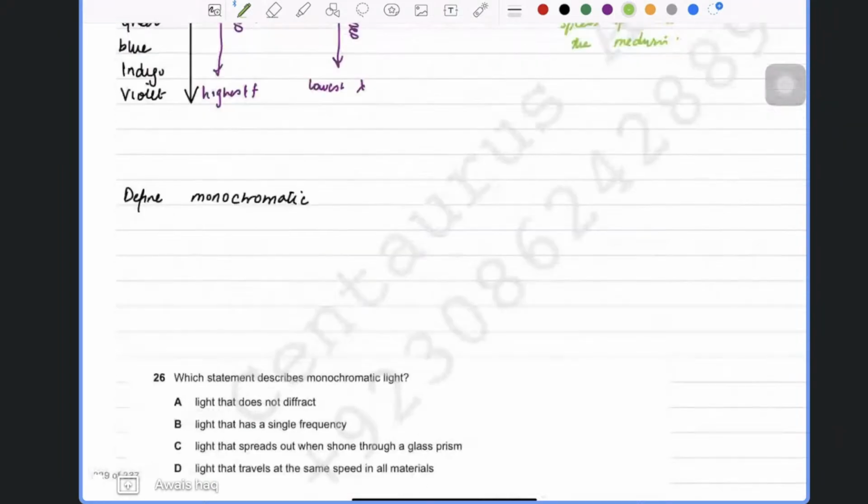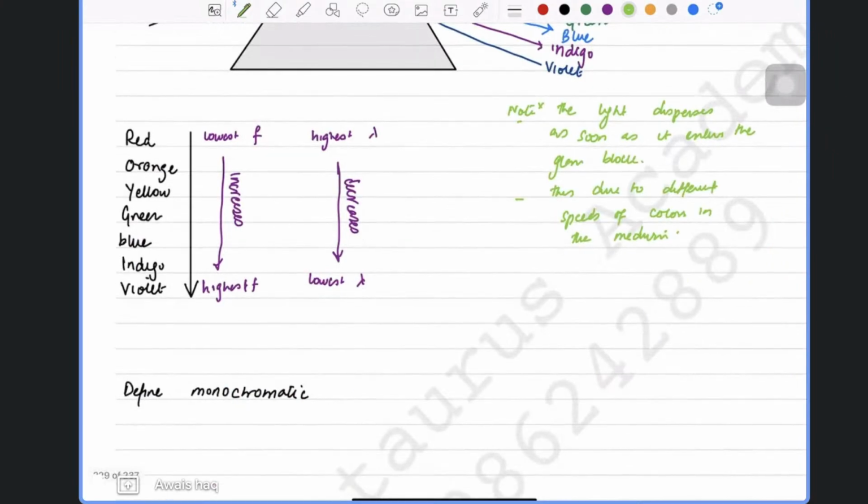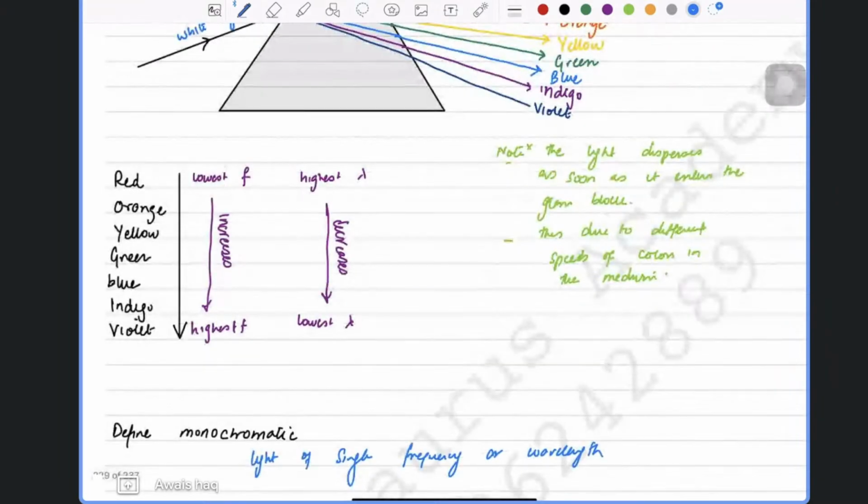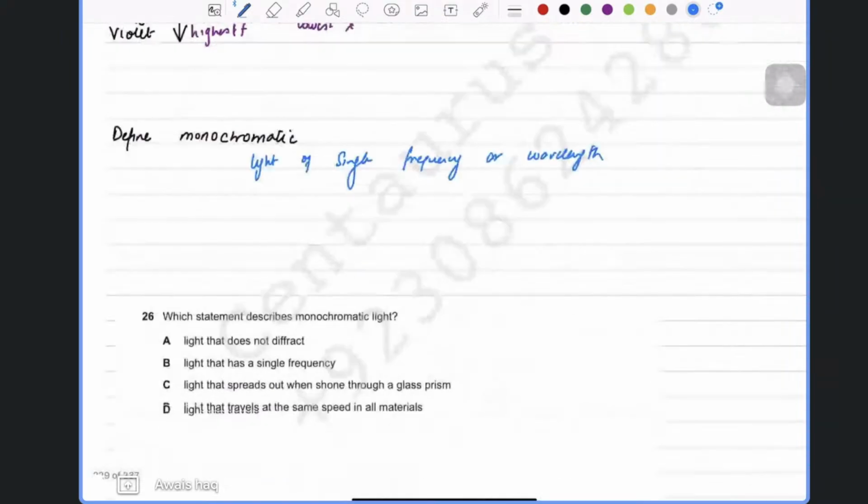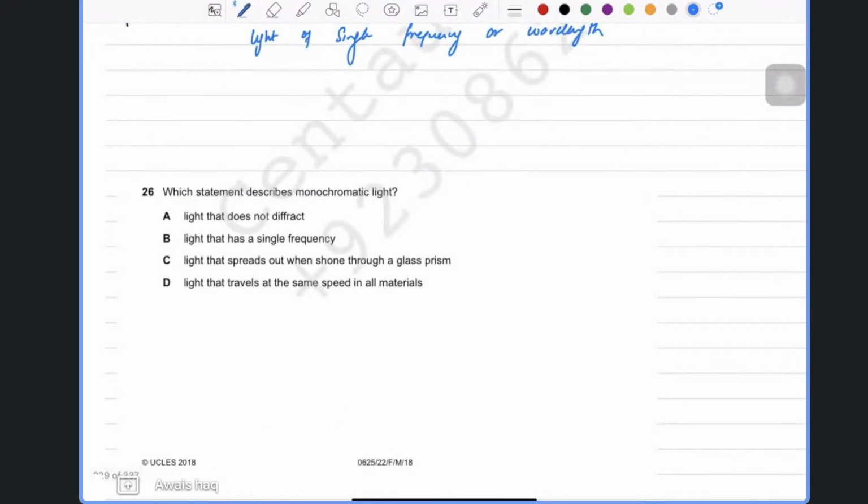Now it says define monochromatic. Mono means single, chroma means color. So monochromatic means light of single frequency, or you can write wavelength. That would mean just a single color amongst these. Is it clear, everyone? Then it says which statement describes monochromatic light? What do you guys say? B. B, very good. So it's pretty easy like that.